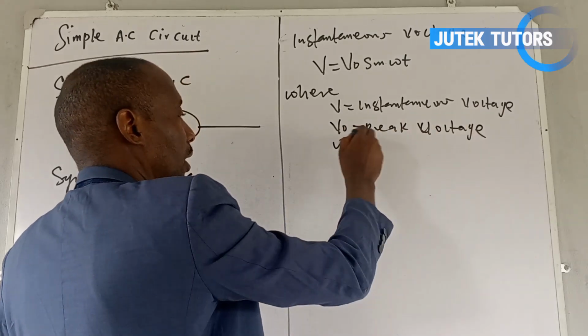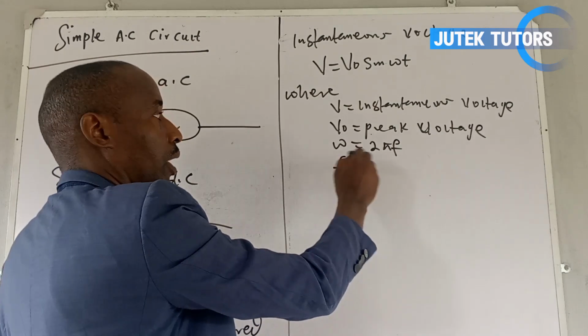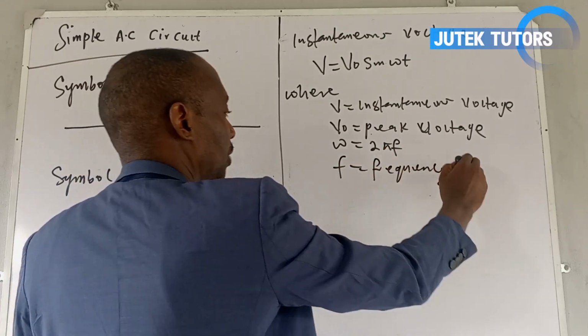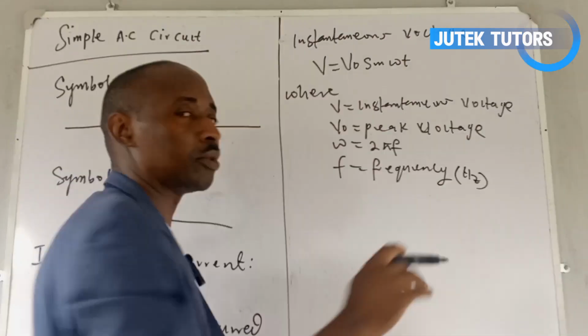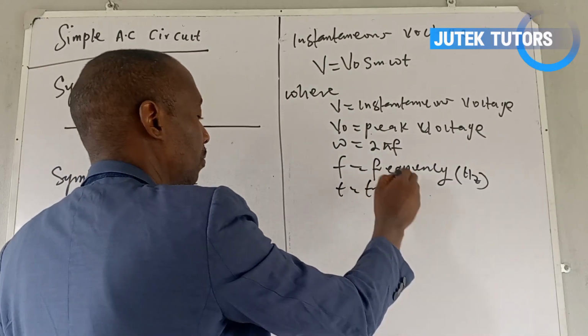Then omega is equal to what? 2 pi f, where f here is the frequency. F is the frequency measured in hertz. T here represents the time.